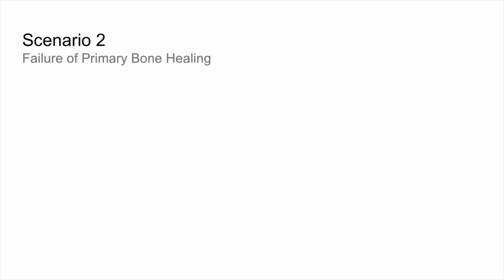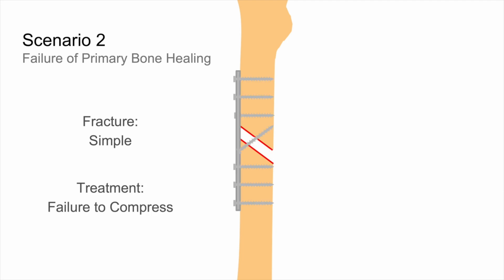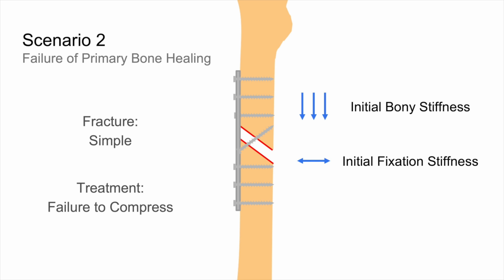In the second scenario, again we have a simple fracture pattern, but this time it is treated with the same fixation, but with a failure to compress the bony fragments together. This results in a very low initial bony stiffness due to the fracture gap, and moderate initial fixation stiffness similar to the previous scenario. But there will be a relatively high stress concentration for the implants since all the movement at the fracture site will be transmitted to the fixation.